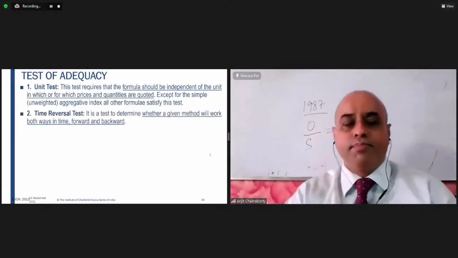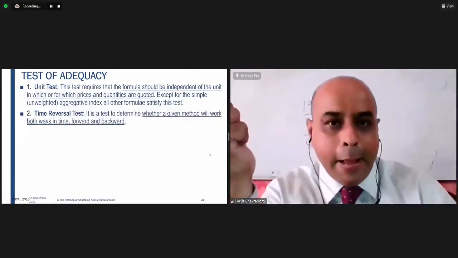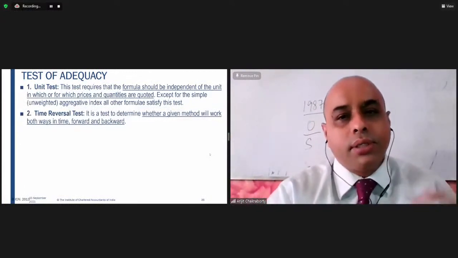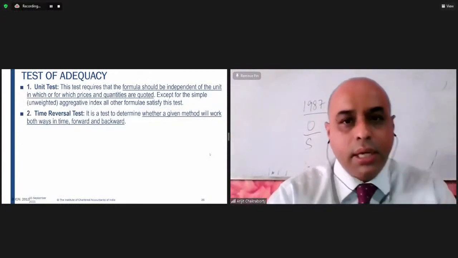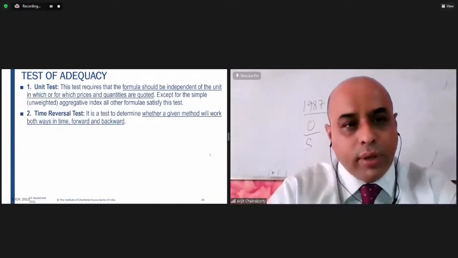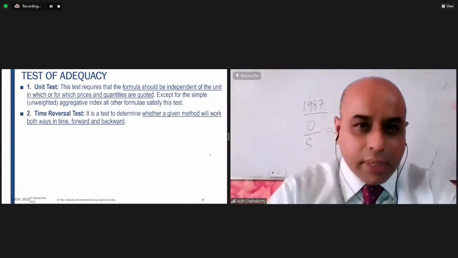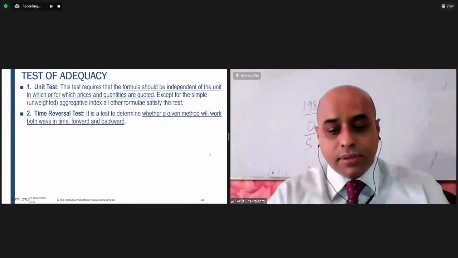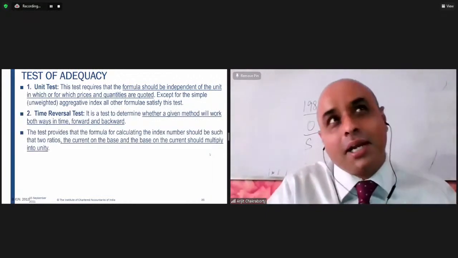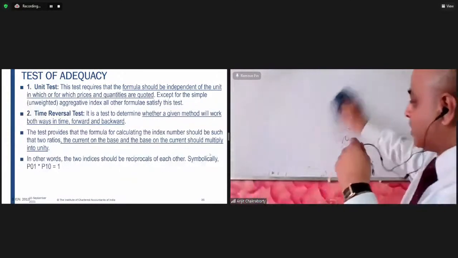The unit test is very simple. The test requires that the formula we are using as a price index number or a quantity index number should be independent of the unit in which the prices and quantities are quoted. So this is a very simple test. The time reversal test is a bit challenging, but you will understand in a few moments.